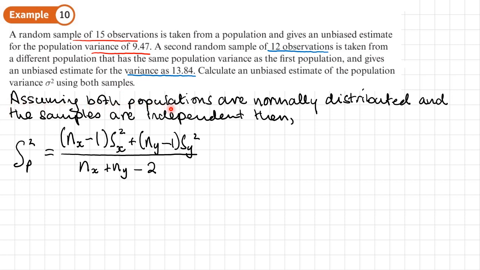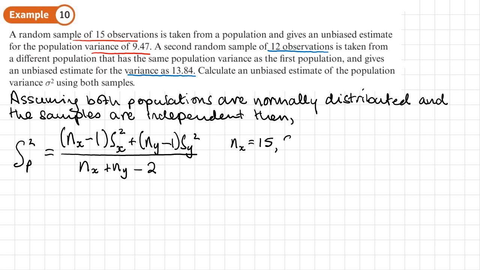So assuming both populations are normally distributed and the samples are independent, then we can use this formula here. Now we're told that both populations have the same variance, so we don't need to assume that. But once all three of those conditions are met, one is already given, two of them we're assuming, then we can use this formula here. So we'll just go through and write down what these different values are. So the number of samples from population X, we'll make that my first one, is 15.